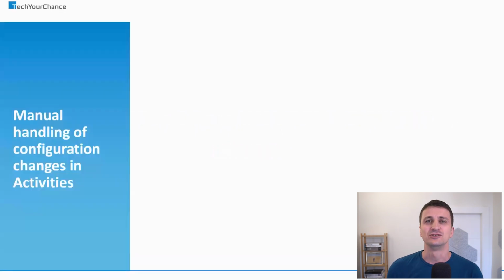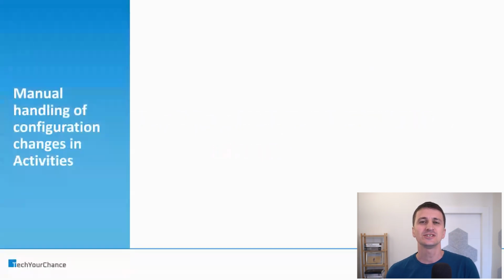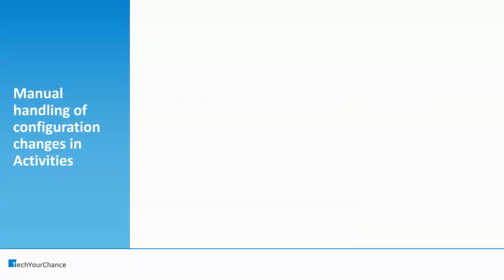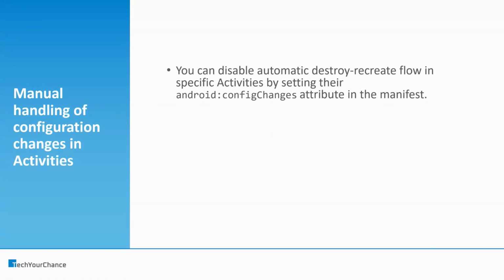Before we jump into the complications of this approach, let's just understand what this config changes attribute does. We discussed this default flow when Android destroys your activities and fragments and then recreates them from scratch. This config changes basically says, do not do that. Don't destroy my activities. Don't destroy anything inside my activities.